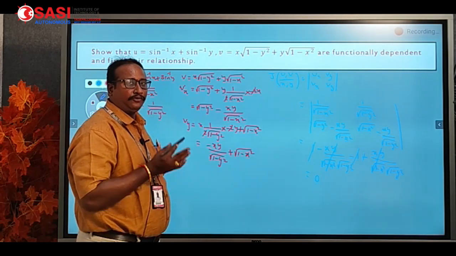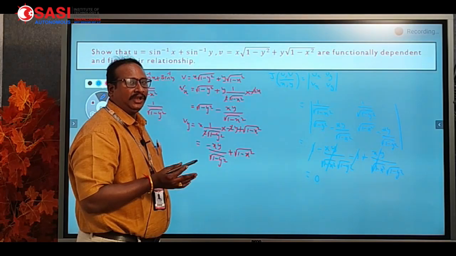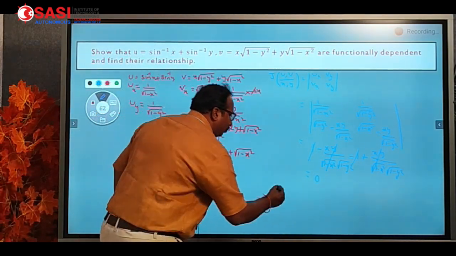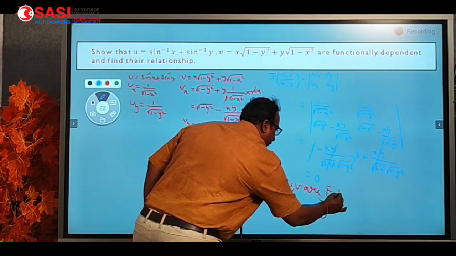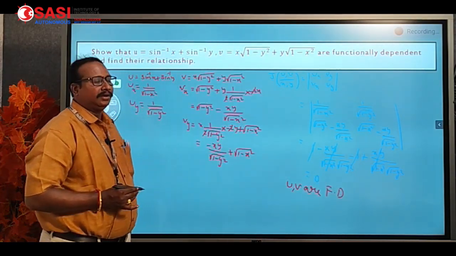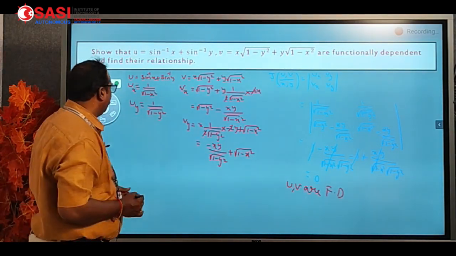So when Jacobian of two functions is 0, then simply they are called functionally dependent. So u comma v are functionally dependent. Functionally dependent. Now we want to find their relationship. Okay. Right.